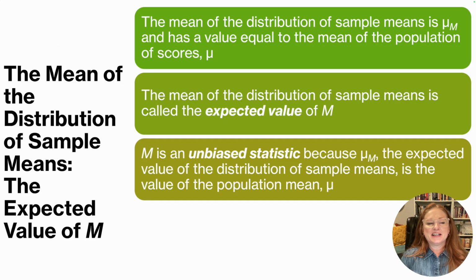Okay. So the mean of a distribution of sample means. The expected value of the mean. The short answer is the population mu, but we'll go through all these. The mean of the distribution of the sample means is the mu, or the average of the population. It has the value equal to the mean of the population of the scores, the mu. Meaning, as long as you are doing an authentic sample pull, your sample approximates your population. So whatever your population mu is, your sample mean is. The mean of the distribution of sample means is called the expected value of the mean. That's the only caveat you have to make.